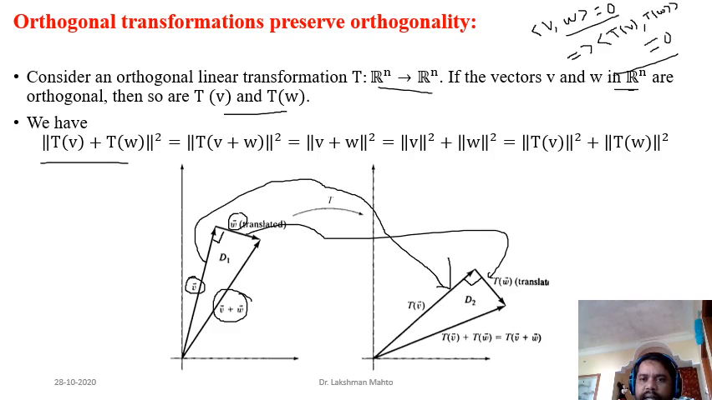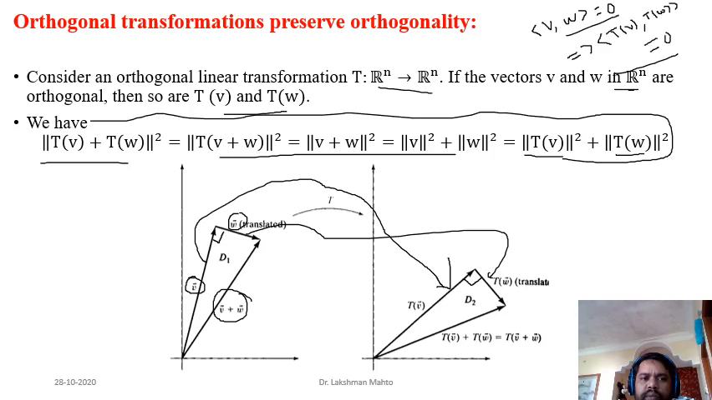Here I have already given an algebraic proof of how it preserves orthogonality of two vectors. We have taken that v and w are orthogonal to each other. So directly we find the square of the norm of Tv plus Tw, and we come to this simplification. You will see that the square of the norm of Tv plus Tw is equal to the square of the norm of Tv plus the square of the norm of Tw. What does it say? It is just the Pythagoras theorem.